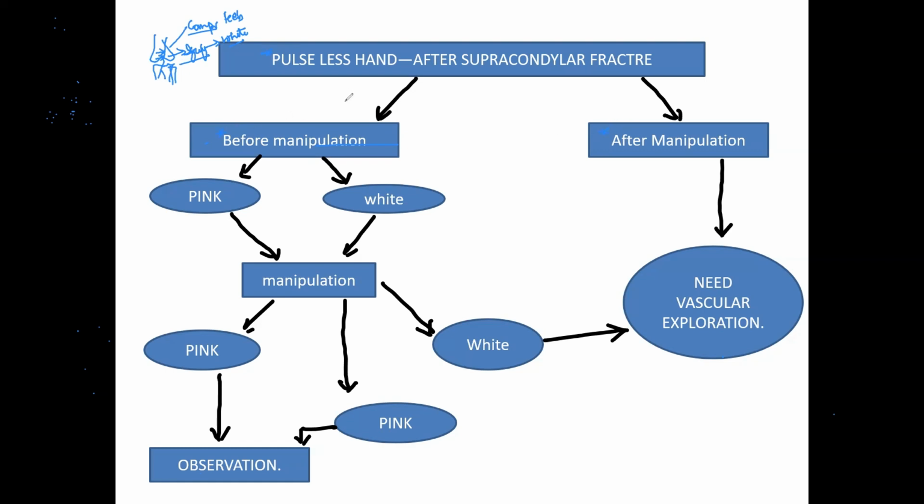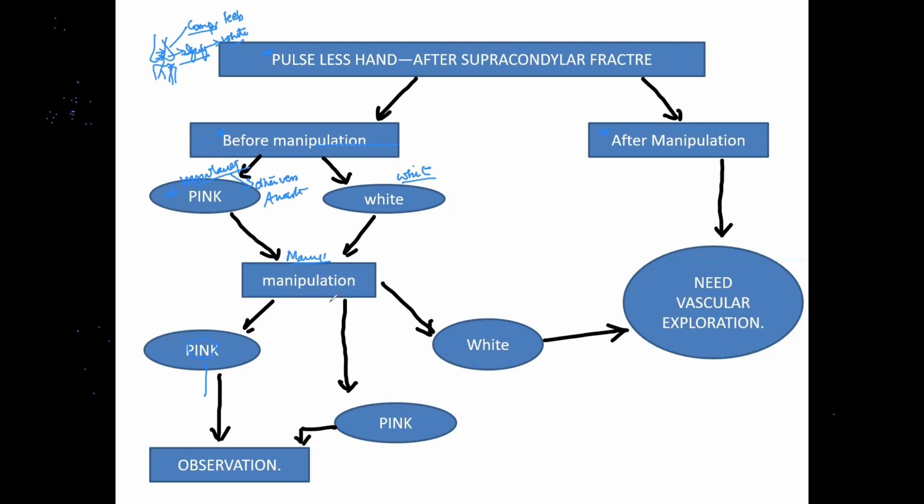So if a patient came to you in emergency with a supracondylar fracture, look for the pulse. If there is no pulse before manipulation, then you need to check the color. If it is pink, then there is some vascularity existing. This vascularity may be due to other vessels making anastomosis along the elbow. And if it is white, it means there is some problem or near complete compression. So always then you go for manipulation. After manipulation, you reassess the pulse. Even if the pulse is not there but the hand is pink, you can observe.